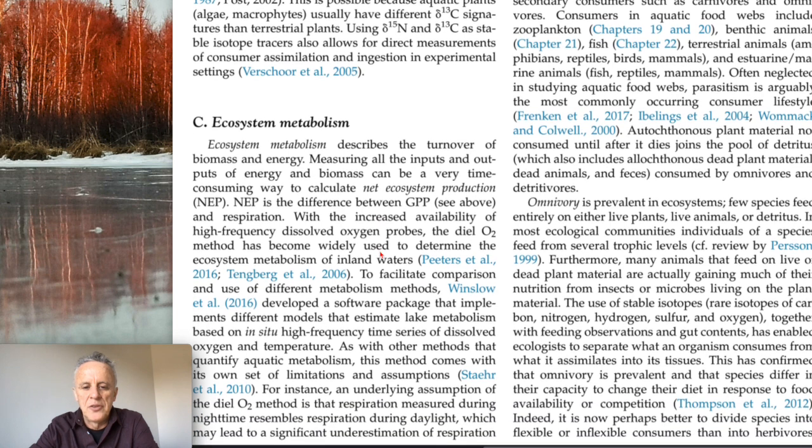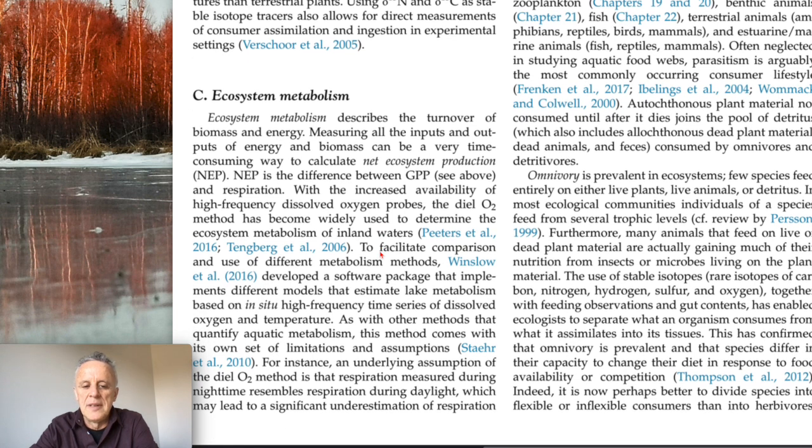Ecosystem metabolism describes the turnover of biomass and energy. Measuring all the inputs and outputs of energy and biomass can be a very time-consuming way to calculate net ecosystem production, or NEP. NEP is the difference between GPP, which is the gross primary production, and respiration. With the increased availability of high-frequency dissolved oxygen probes, the diel oxygen method has become widely used to determine the ecosystem metabolism of inland waters.